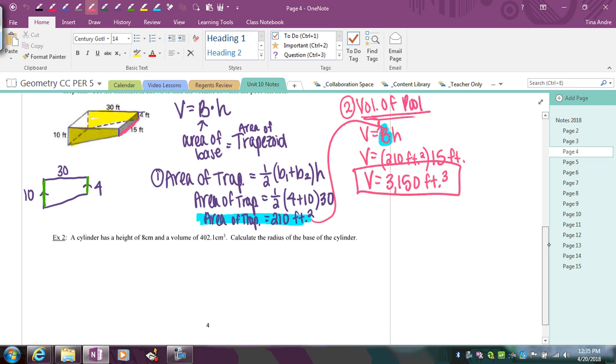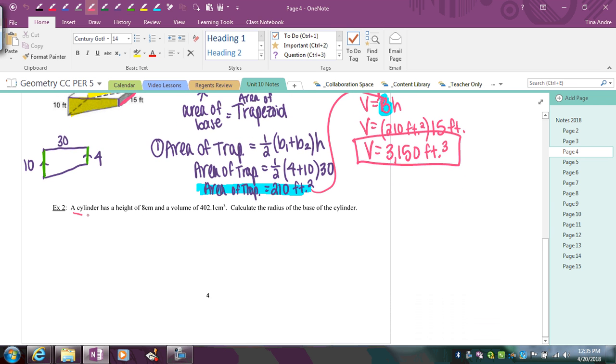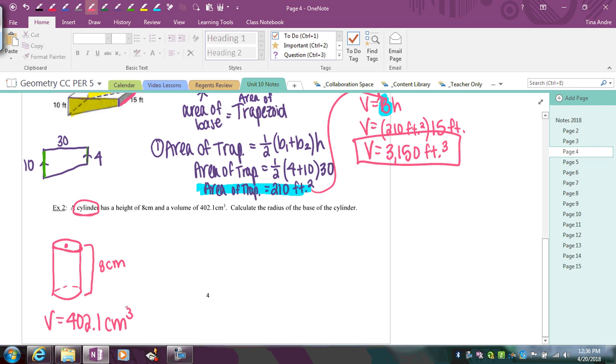So looking at number 2, this time it tells us we have a cylinder. So let me just sketch a picture so we're looking at this. And we have a height, so that perpendicular distance of this is going to be 8 centimeters. We know that the volume is 402.1 cubic centimeters. We want to find the radius. So this time we're not trying to find a volume, we're trying to find the radius. But I do know the volume, and I know the height, so I'm going to use the volume formula.